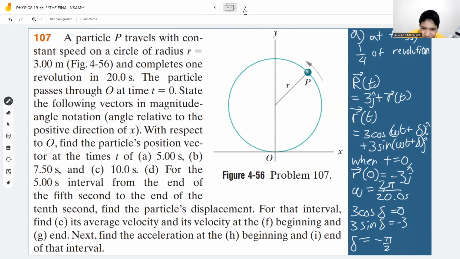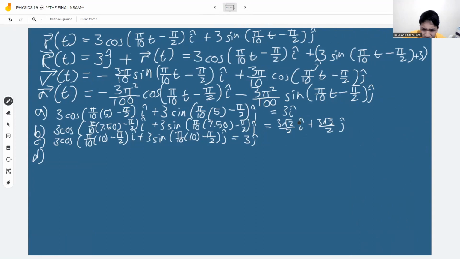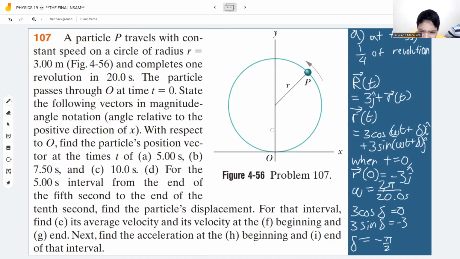Tingnan mo yung figure. It's never on the x-axis. It's only on the x-axis at the origin. So yung A, that doesn't make sense. Ano yung position vector natin dito? Tingnan mo yung define natin na R of t at saka capital R of t.